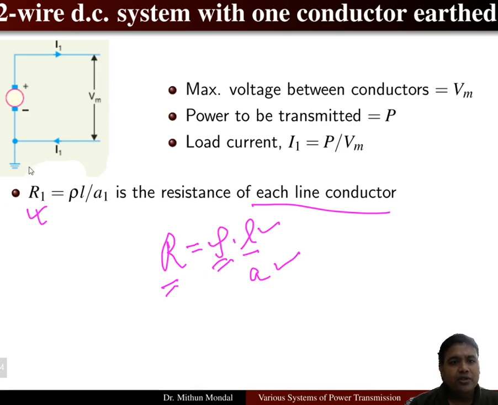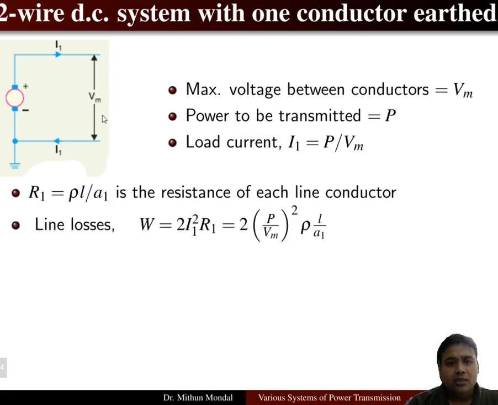Here we have used a subscript 1 to indicate the first case. Everywhere we have used the subscript 1 to indicate the first case. So, R1 is basically rho L by A1. Then what are the line losses that we have?